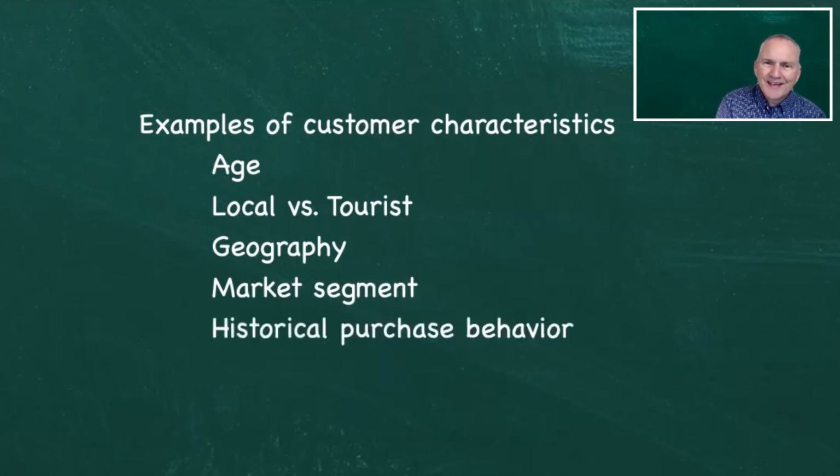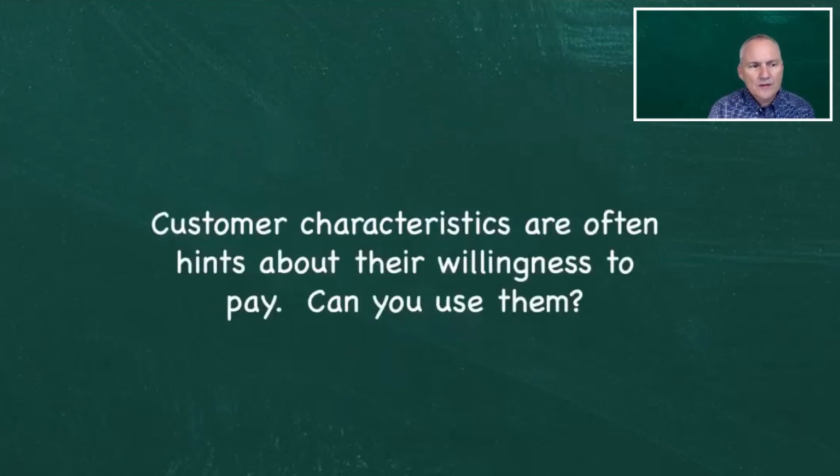Historical purchase behavior. That's really fascinating. If you just look at what your customers have paid in the past, that's probably a really good indicator of whether they're super price sensitive or whether they're not price sensitive. Because if they didn't beat you up for a really big discount last time, they're probably not going to do it again this time. And so we know they're not going to be as price sensitive.